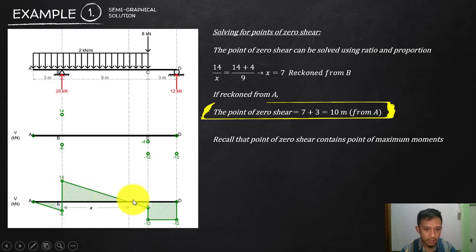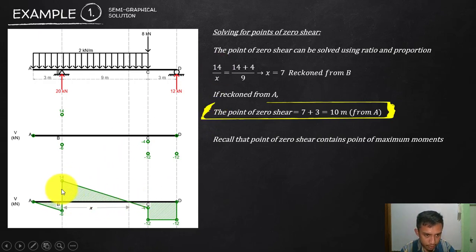Look at this. This is a triangle. If I try to extend that one up to that point C here, negative 4, that is also a triangle with the same slope. Okay? A triangle with the same angle. This triangle here and the triangle on top. So using ratio and proportion, the height of this small triangle on top is 14, and the length of that is the unknown x. Let's say x is the distance of the zero shear to B. So 14, height of that, is to x.